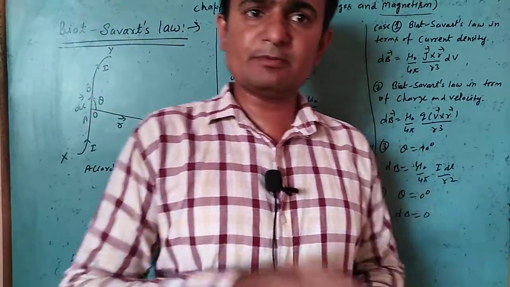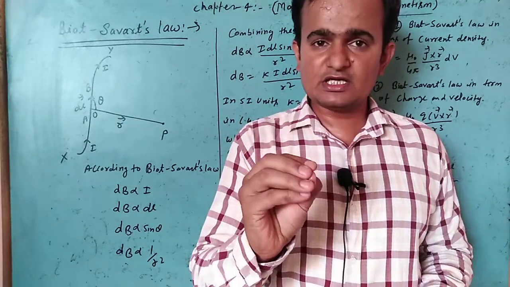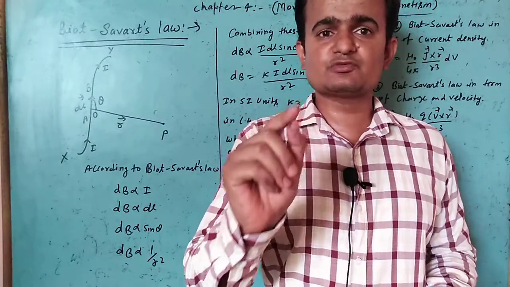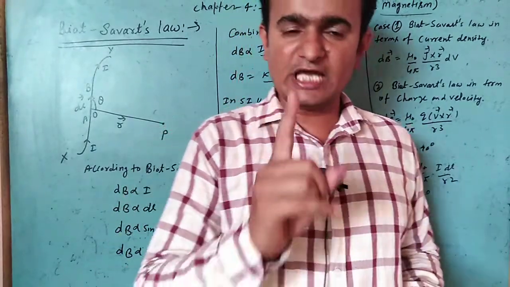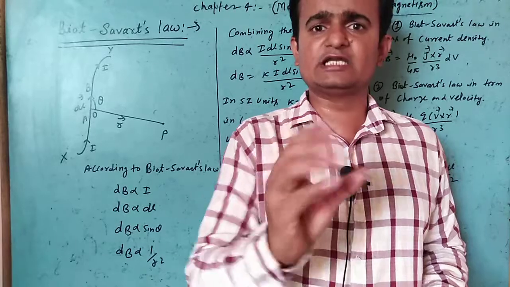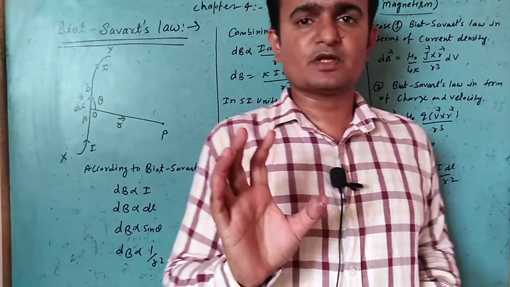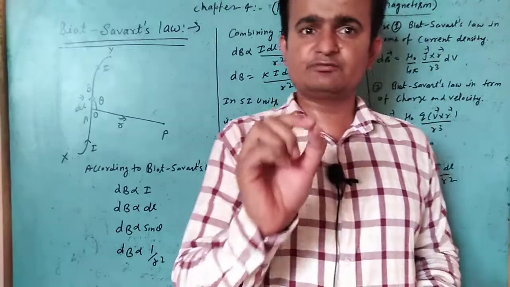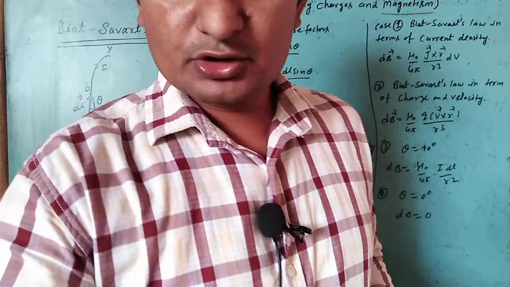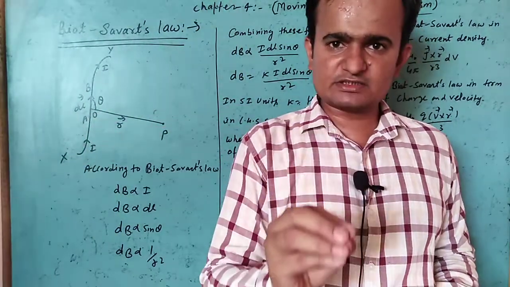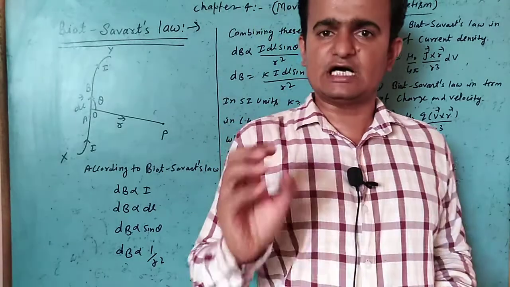Now discuss some important features of the Biot-Savart law. First point, Biot-Savart law is a symmetrical current distribution law. Second point, Biot-Savart law is only applicable for a small current element. And the magnetic field produced by the Biot-Savart law is also totally perpendicular to the dl vector and r vector, containing dl vector and r vector.